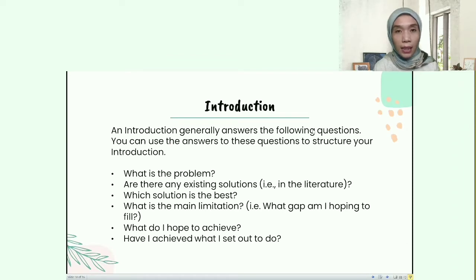And then the next section is the introduction. The introduction generally answers the following questions. You can use the answers to these questions to structure your introduction. It's really basic, I think: what is the problem? Are there any existing solutions? So in the literature, which solution is the best and what is the main limitation, and so on.